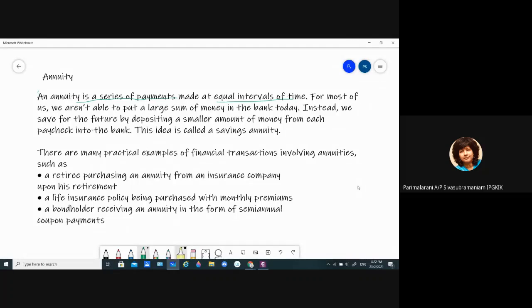Annuity. An annuity is a series of payments made at equal intervals of time. Have you seen this sentence before? A series of payments made at equal intervals of time. Have we done this before?